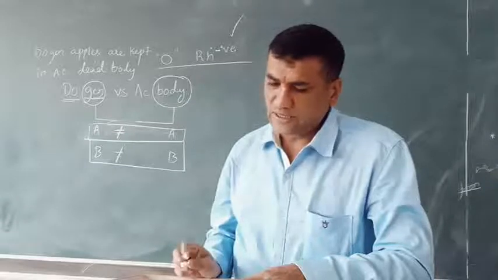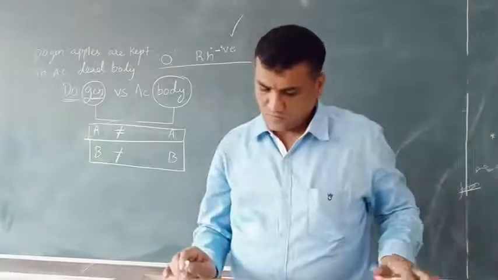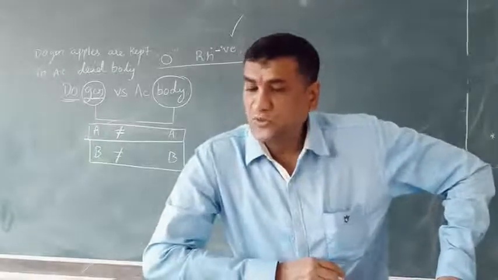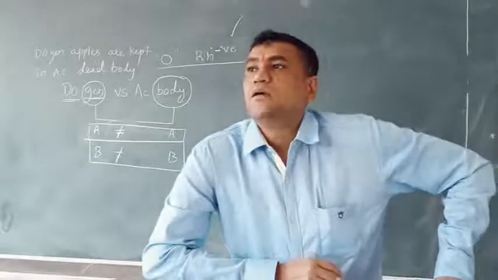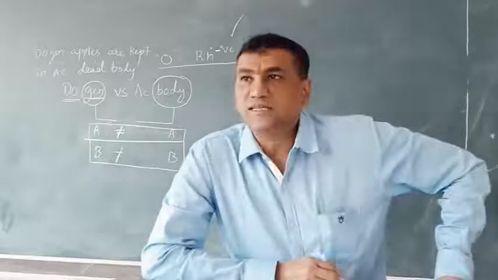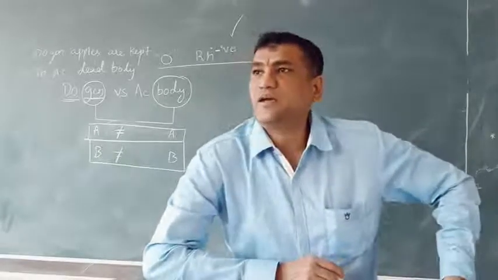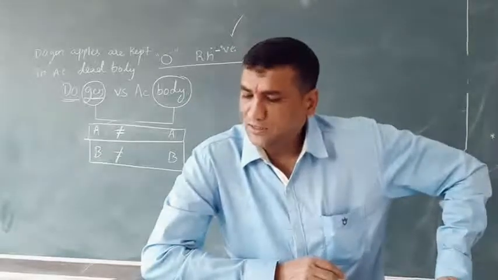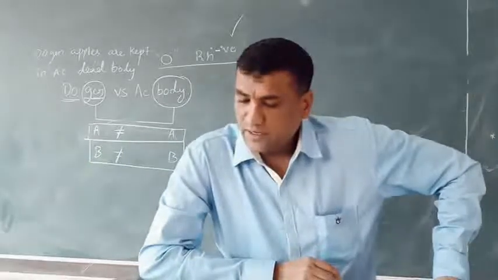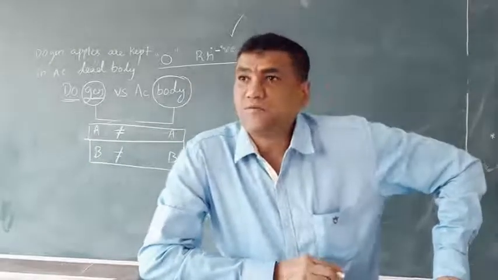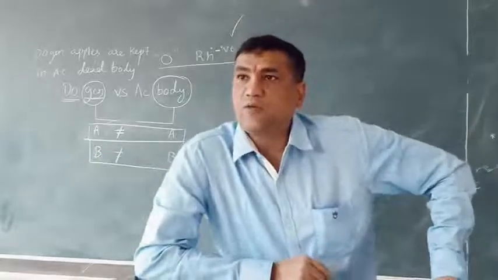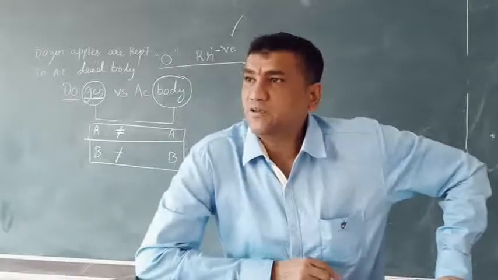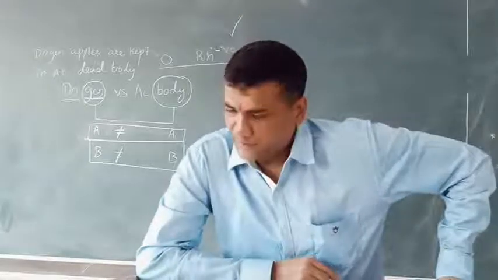Now coming on to the next question, 48th question. Chromosomal aberration can be anything like duplication, deletion, inversion, translocation. Deletion means loss of a part from a chromosome. Duplication, trisomy 21 is an example of that.